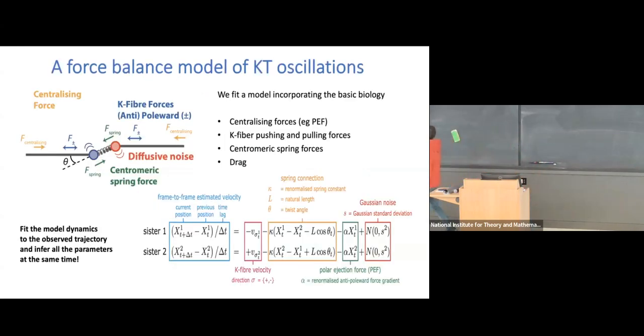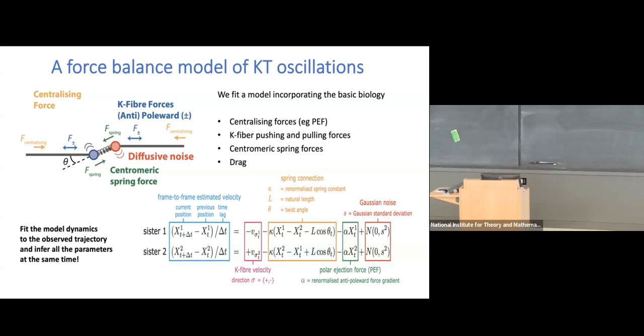So the models we fit, and that's really what I'm going to discuss in this talk, about fitting mechanical models, are very simple. The reason it's simple is because the data can only inform you so much on what's going on. So we're restricted by the complexity we can actually get from the data. Okay, so especially a force balance model, we've got centralizing forces, for example, the polar ejection force. The poles give out microtubules which collide with the chromosome arms, pushing them into the midplane. You've got this centromeric spring joining our 2 kinetochores, our sisters.